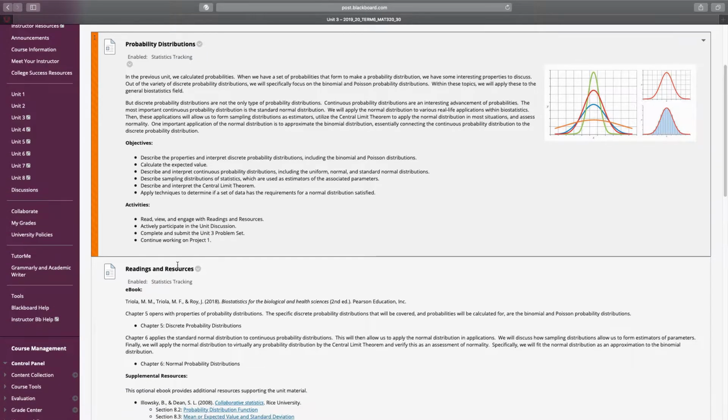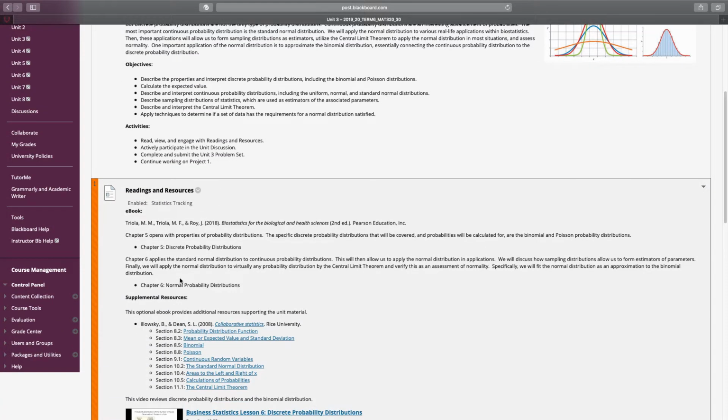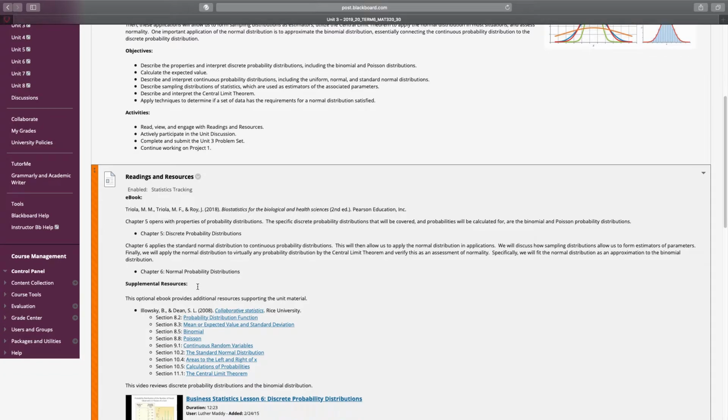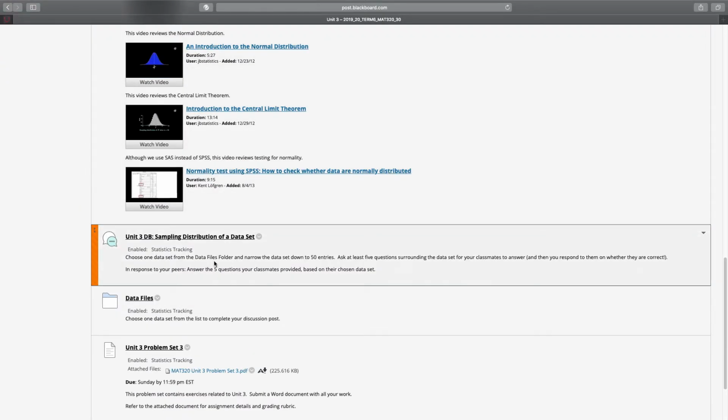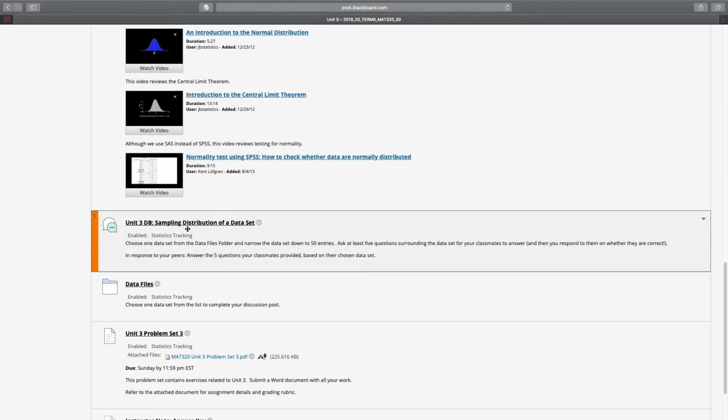So this unit is based on chapters 5 and 6 from our textbook. So discrete probability distributions and normal probability distributions. We have various optional ebook resources and videos that will be different than my own and my SAS videos. Unit 3 is on a sampling distribution of a dataset.